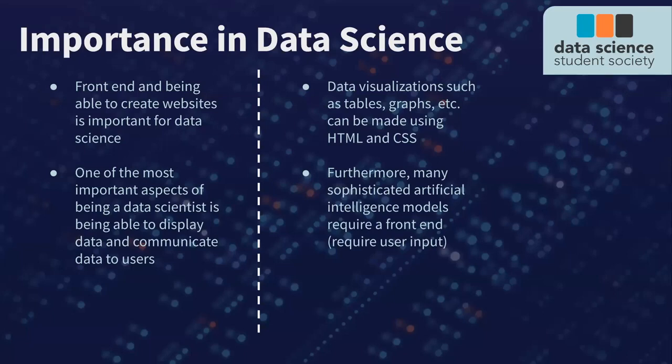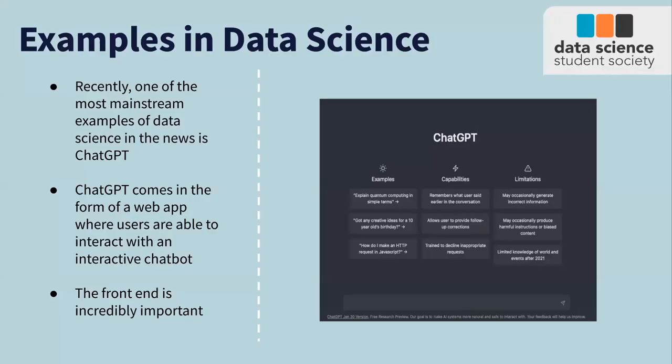And being able to create websites is important for data science. One of the most important aspects of being a data scientist is being able to display data and communicate data to users. Data visualizations such as tables, graphs, etc., can be made using HTML and CSS. Furthermore, some sophisticated AI models require a front end. Recently, one of the mainstream examples of data science in the news is ChatGPT. ChatGPT comes in the form of a web app where users are able to interact with an interactive chatbot. The front end is incredibly important.